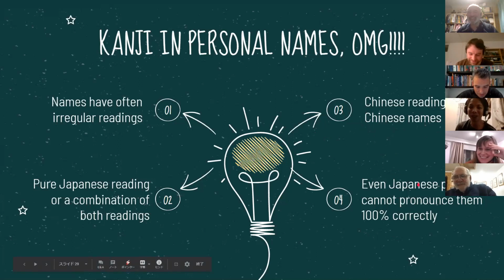And sometimes with pronunciation, you have no idea what the correct pronunciation is, and even Japanese people cannot pronounce them 100% correctly. Like when you are in Japan and you have to fill out an application form and write your name, and then you have to write the furigana, so people will know the correct reading. Otherwise, they have no idea.